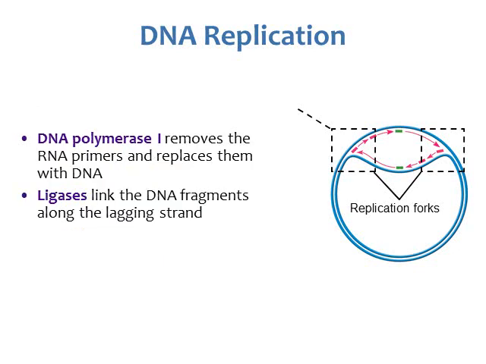So on the lagging strand, or on both the strands, we're going to have another enzyme, DNA polymerase 1. This is the enzyme that's going to remove your RNA primers. So we want to replace our RNA with DNA so that the whole chromosome is made up of DNA. So DNA polymerase 1 removes the RNA primers and replaces them with little pieces of DNA. And then on our lagging strand, our last enzyme called ligase is going to link those DNA fragments together so that we have one continuous strand.